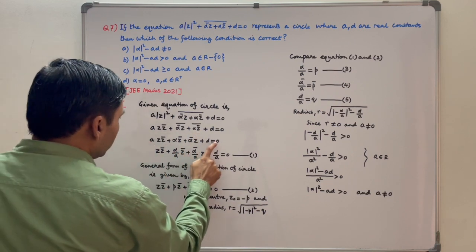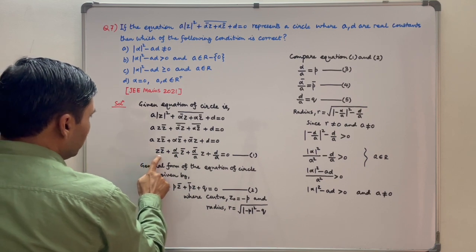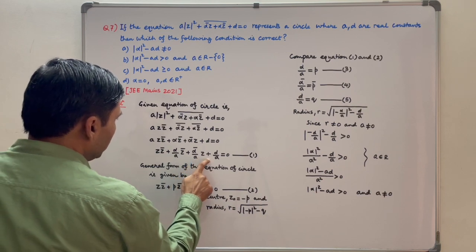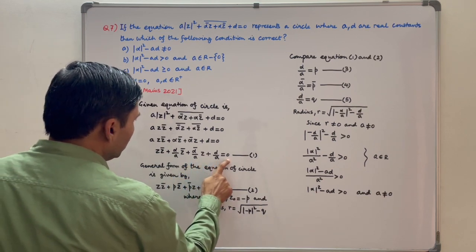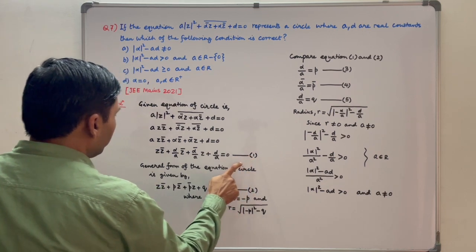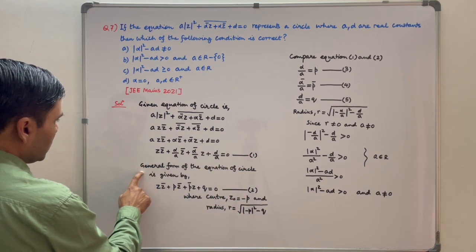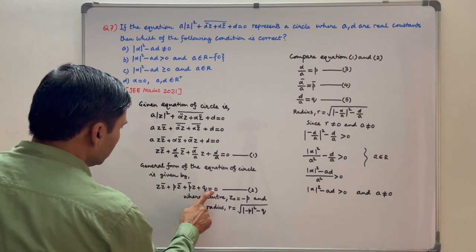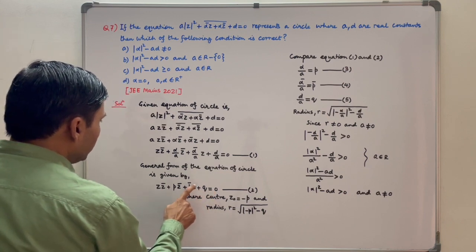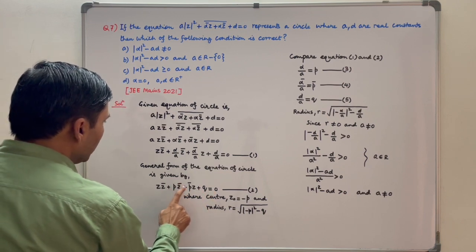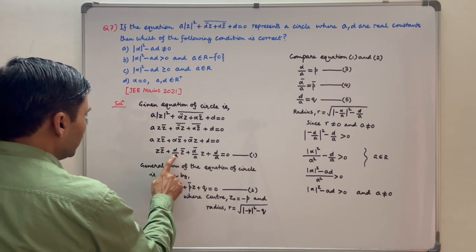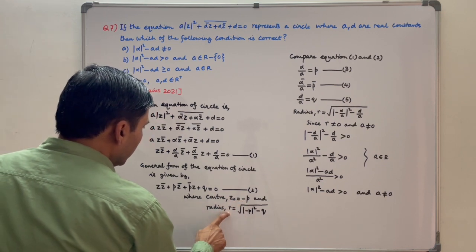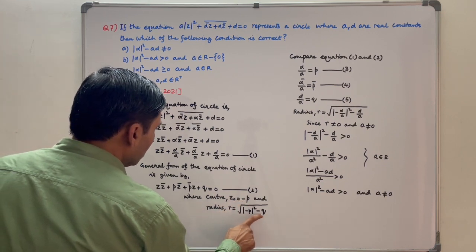Now divide this whole equation by A. So we get z z bar plus alpha by A z bar plus alpha bar by A z plus d by A is equal to 0. Suppose this is equation number 1. We know the general form of the equation of a circle is given by z z bar plus p z bar plus p bar z plus q is equal to 0. Here I have replaced letters A and B by P and Q to avoid confusion with the same letter A. Here the center z0 is equal to minus p and the radius R is equal to under root mod minus p square minus q.